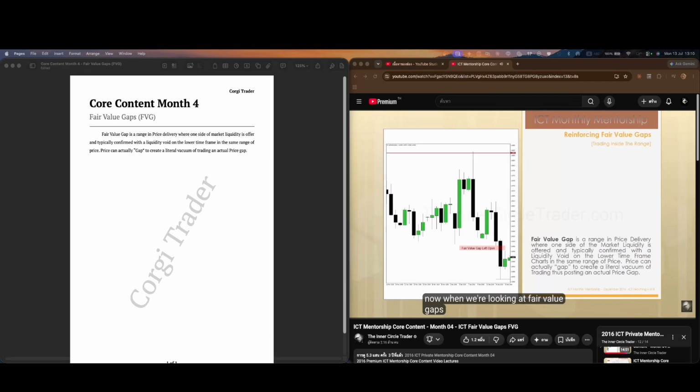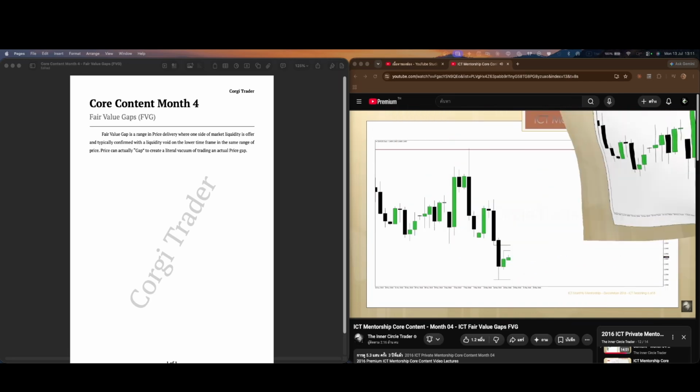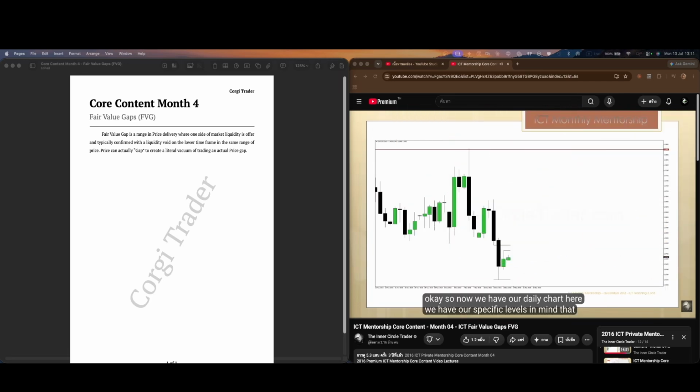Now, when we're looking at fair value gaps, it's important to remind you that if we're studying a specific time frame, the gap occurs on the time frame you're looking at. You can break this down further into smaller time frames, but in the smaller time frames, you'll probably end up seeing a liquidity void where the gap would be indicated here on this time frame. On a lower time frame, it would many times appear as a liquidity void where it's multiple candles that create that open space of range. Okay, so now we have our daily chart here.